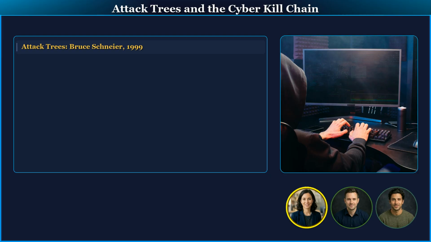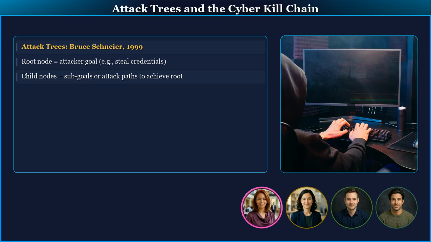The tree makes your entire attack surface visible at a glance, not as a list, but as a structured graph. Picture a real tree. The trunk is the attacker's ultimate objective, and every branch is a different route to get there. AND nodes require all child conditions to be met, OR nodes mean any one path is enough. An AND node for gain admin access might require both a phished credential and a privilege escalation exploit working together.